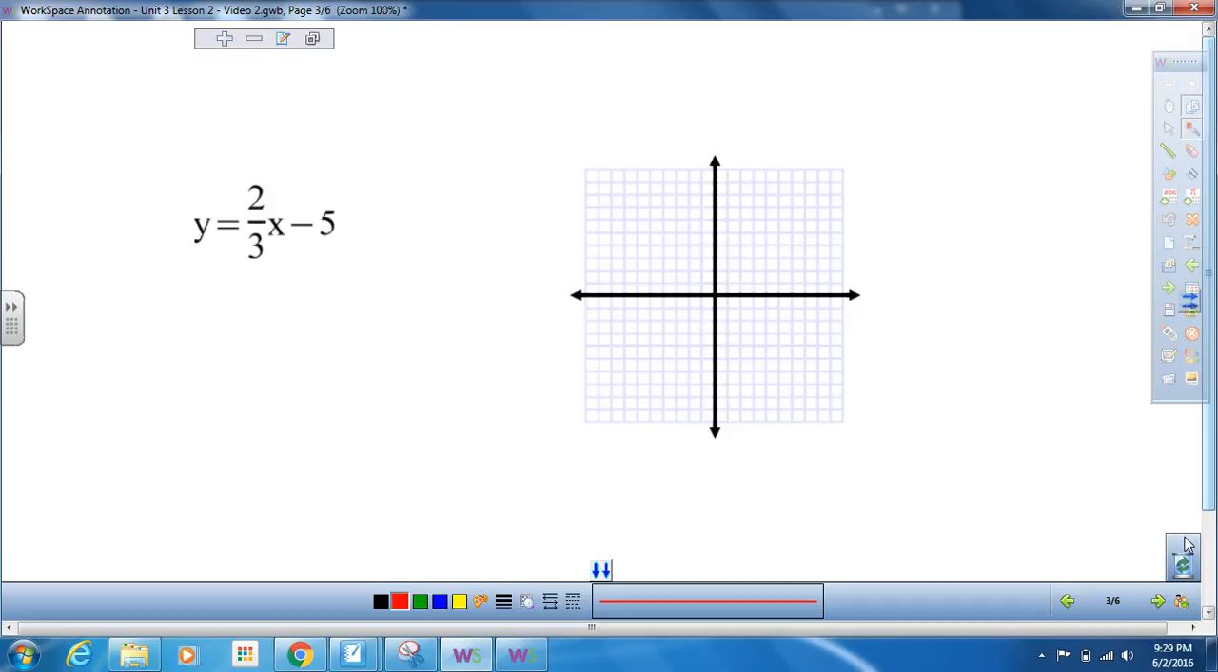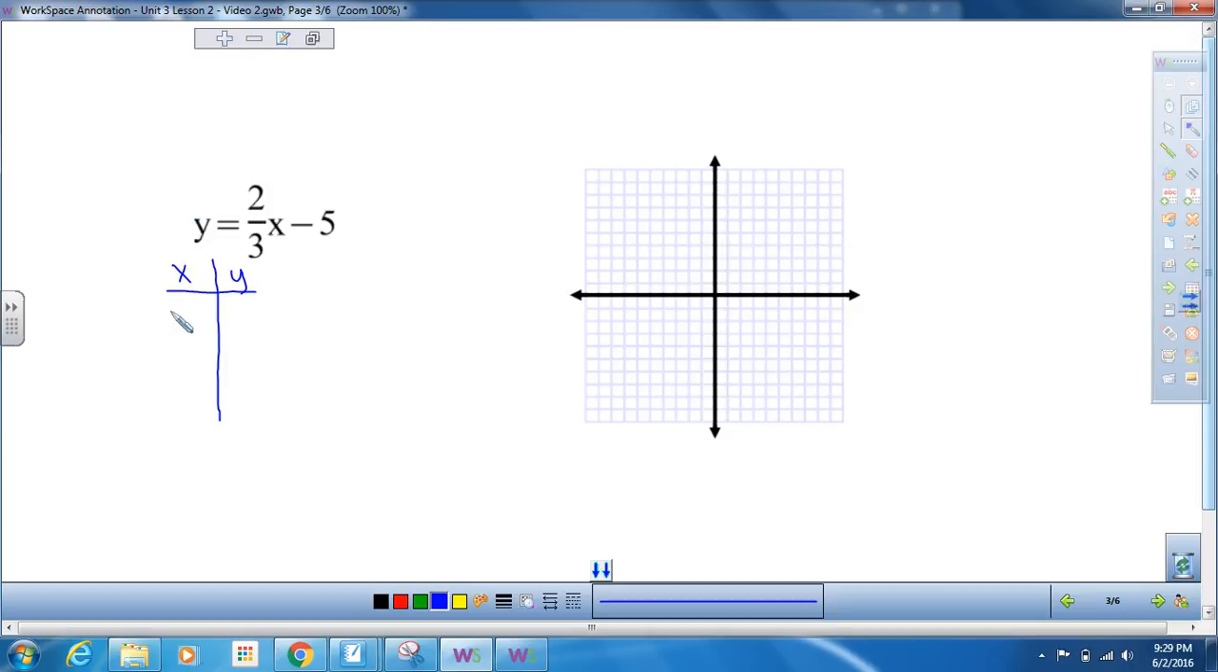All right, so I need to make a table. This time I'm going to be a little bit more selective with the points I'm going to plug in. You can still plug in -2, -1, 0, 1, and 2. However, you will get some decimals. So I'm going to look at my denominator. My denominator is 3. So I want to pick multiples of 3 because then when I substitute those in, I will get whole numbers, and those are just easier to graph.